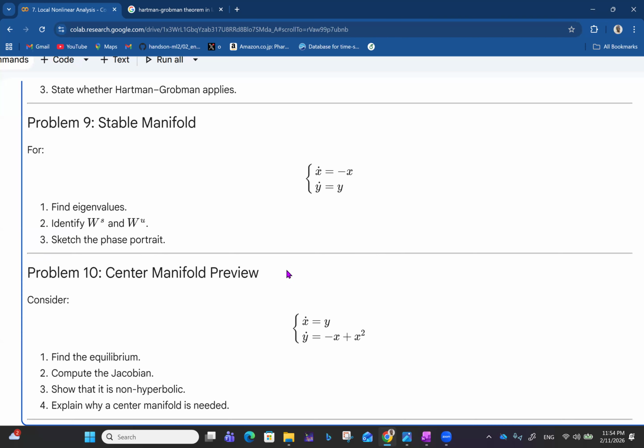So center manifold preview. So we have x dot is y, y dot is minus x plus x squared. Find the equilibrium, compute the Jacobian, show that it's non-hyperbolic. Explain why a center manifold is needed. Of course, if it's non-hyperbolic, a center manifold will be needed.